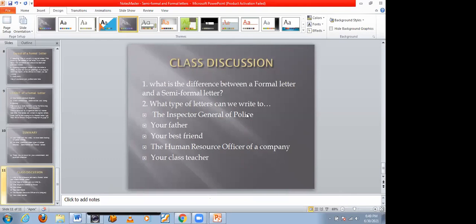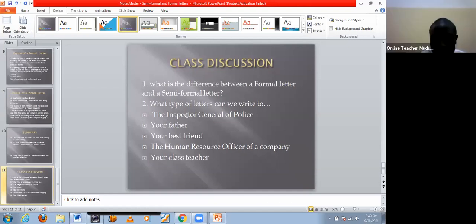I wanted to say for the Inspector General of Police, it's a formal letter. Formal letter, correct. All right, that is correct. So you're seeing the title of the person and then you're writing to them in their official capacity as the Inspector General of Police, all right? That is correct. So we're remaining with your father, your best friend, your class teacher. What type of letter are you going to write to your father, to your best friend, and to your class teacher? Rudo Muyanga.